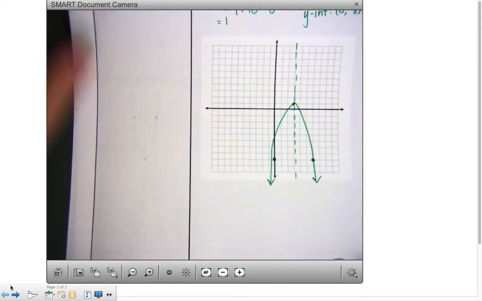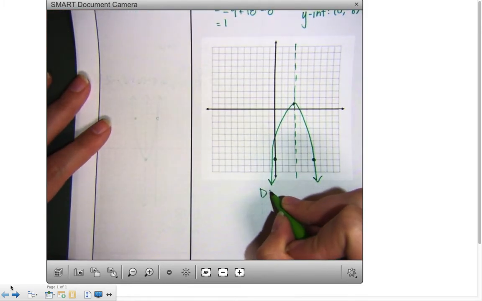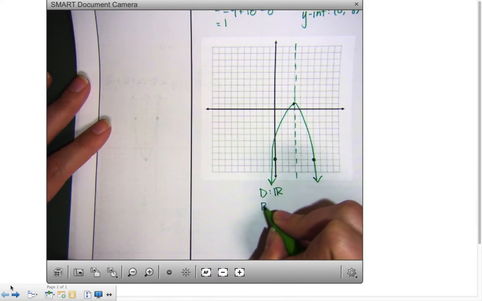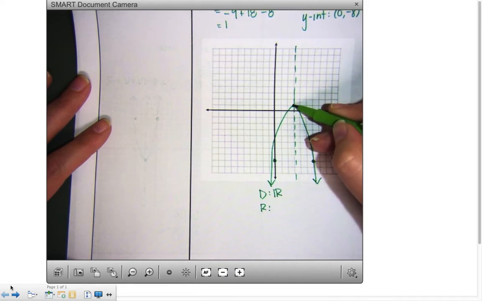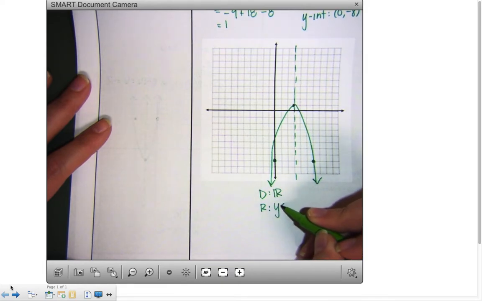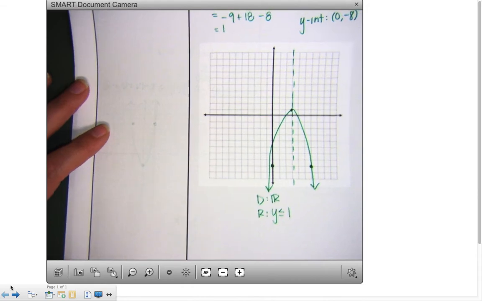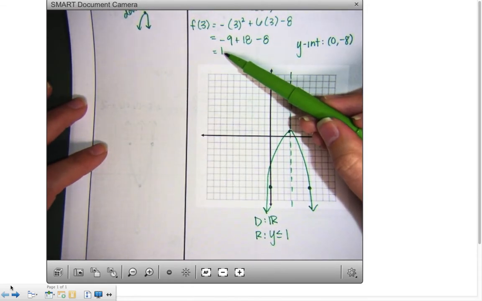So always be thinking about your domain and range. Domain is always all real numbers. Your range, your y values are now less than 1. So y is less than or equal to 1. Notice that's the y value of the vertex.